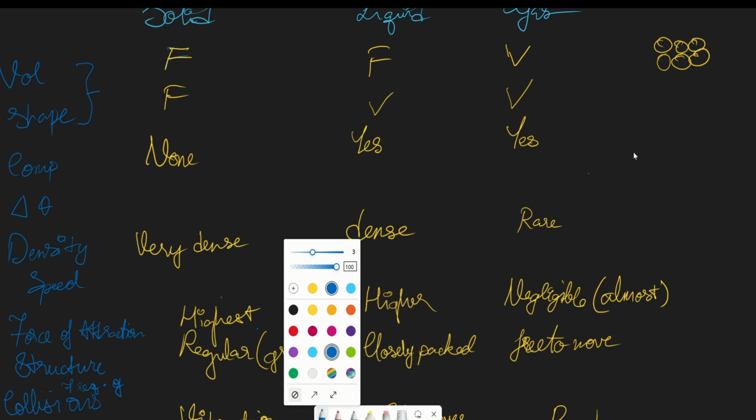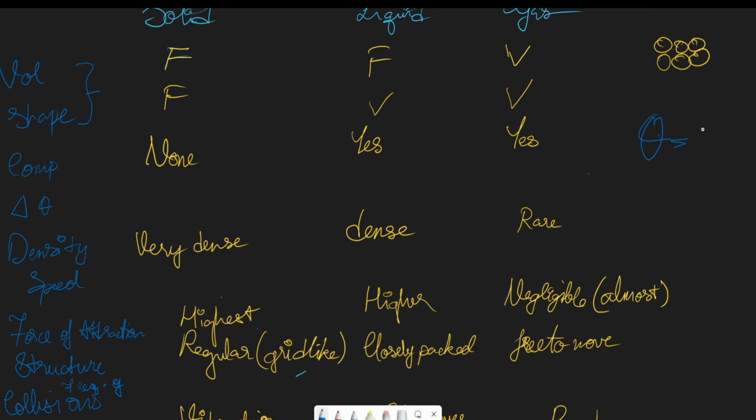Now, this is called temperature. This symbol here, theta, represents temperature. This is in degrees Celsius. And delta represents change. These are two very important symbols to know in physics and chemistry. Okay, very important.